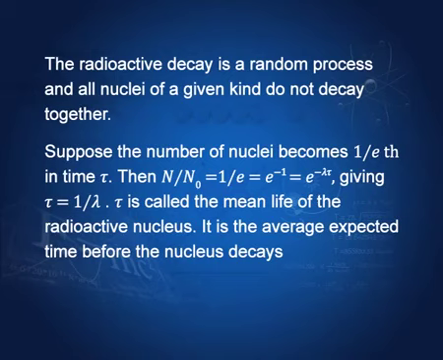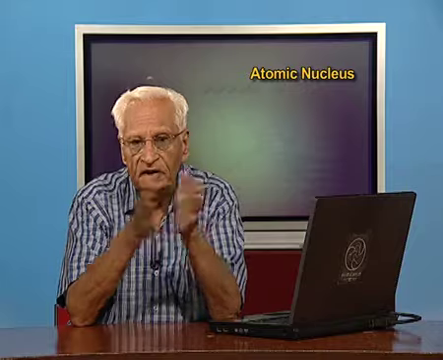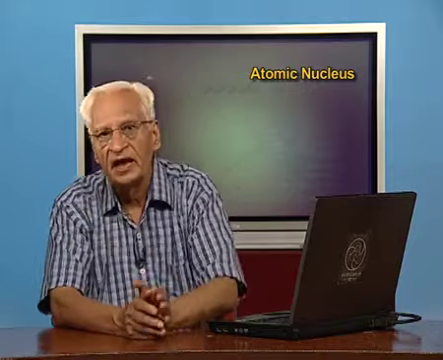Suppose the number of nuclei becomes 1/eth in time tau, then what happens? Then N by N0 is 1 by e, which is e to the power minus 1, which is e to the power minus lambda t. That means 1 is equal to lambda t, that is tau. Tau is 1 by lambda. That is, tau is called the mean life of the radioactive nucleus. It is the average expected time before the nucleus decays. Why average expected time? Because radioactive decay is a random process. Therefore, all the nuclei do not decay at the same time. Therefore, we can talk only of averages.